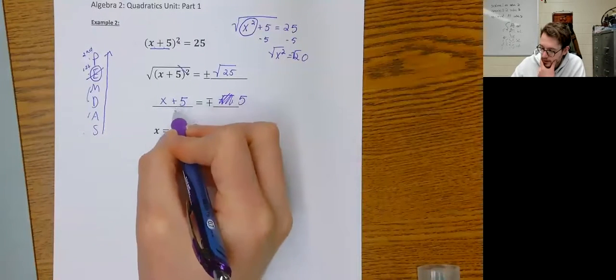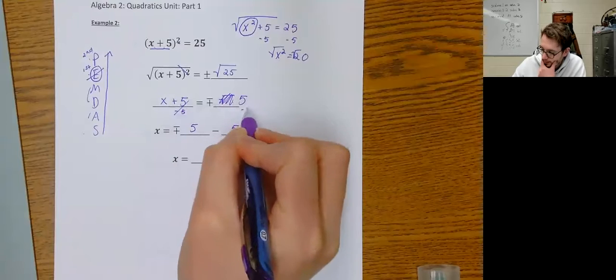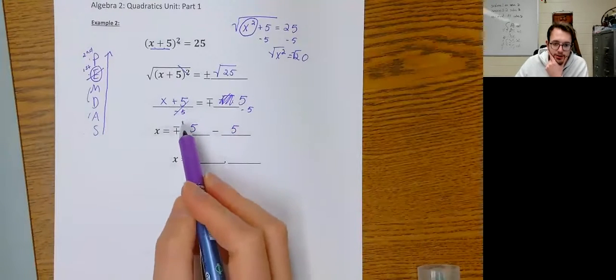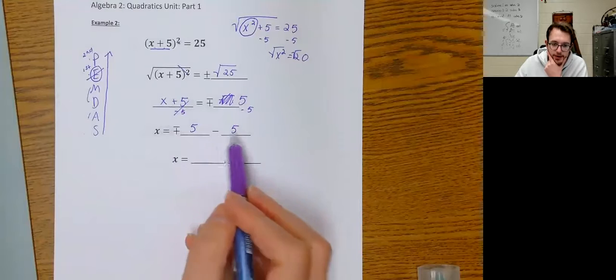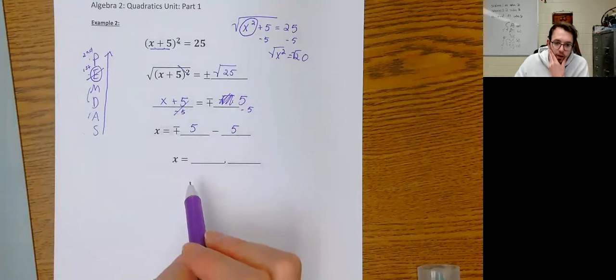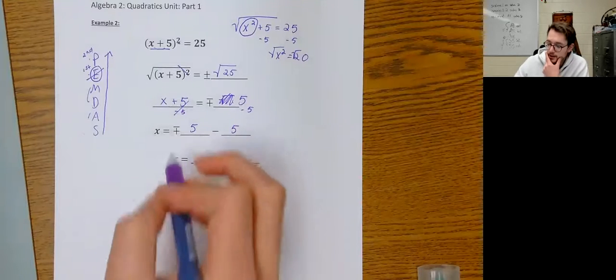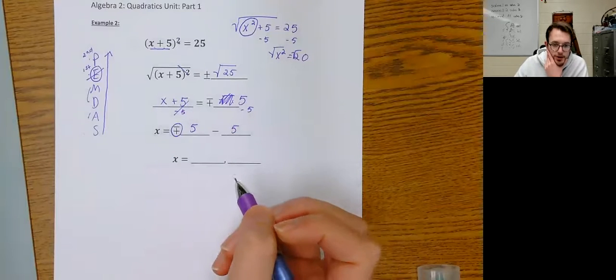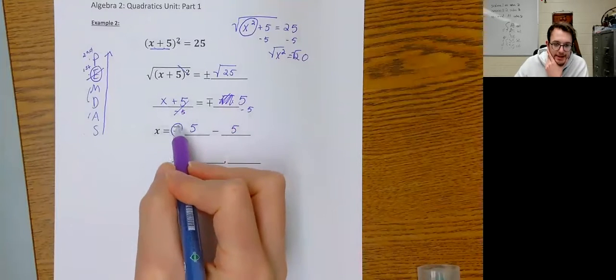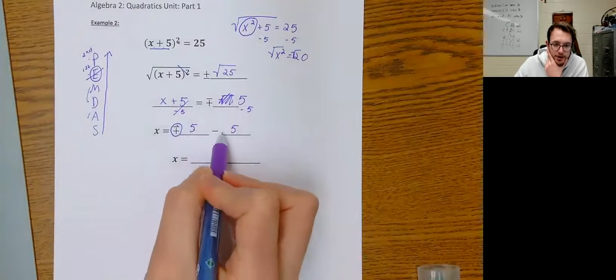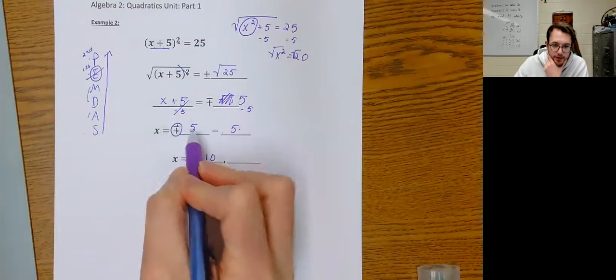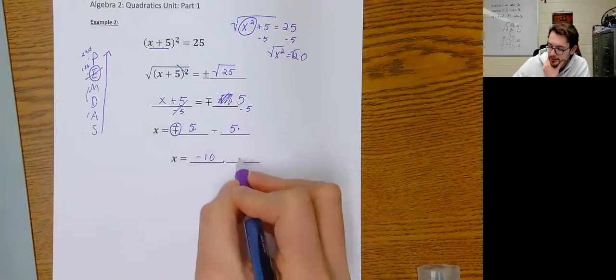Well, how do you get rid of addition? You subtract. So I got plus or minus 5, minus 5. Well, this is two different answers, two different numbers. So how I usually break it out is I go, what is negative 5 minus 5? Negative 10. What is positive 5 minus 5? 0.